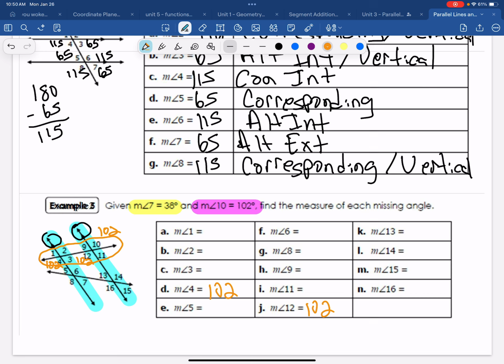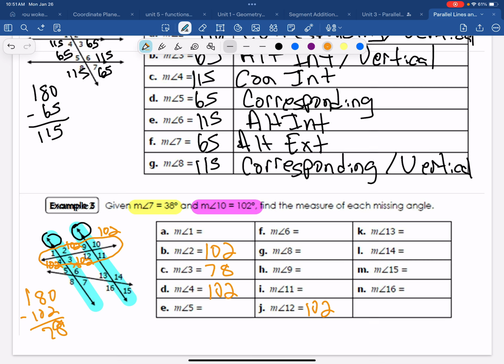I know that 2 and 12 are congruent because they are consecutive interior. Okay. All right, so let me take a look here. It doesn't look like I can see anything else. So now I'm going to take the fact that consecutive interior angles are supplementary. So I'm going to go 180 minus 102, and I get 78. All right, so I know 3 is 78 because those are consecutive interior.